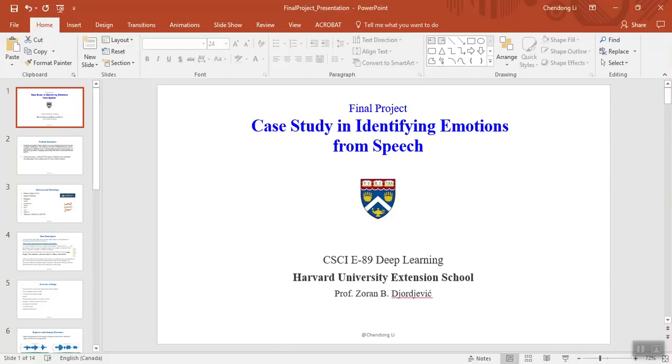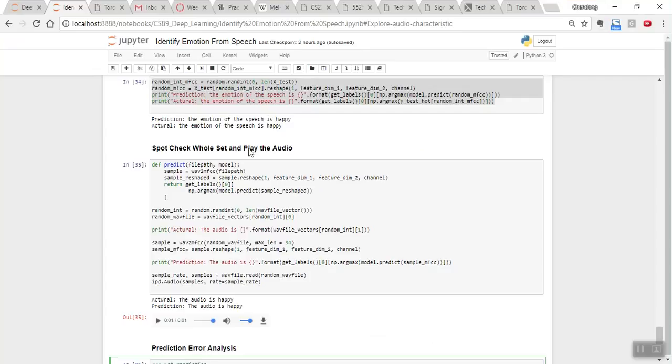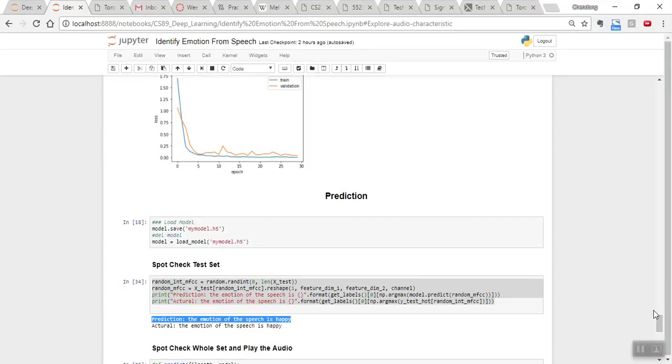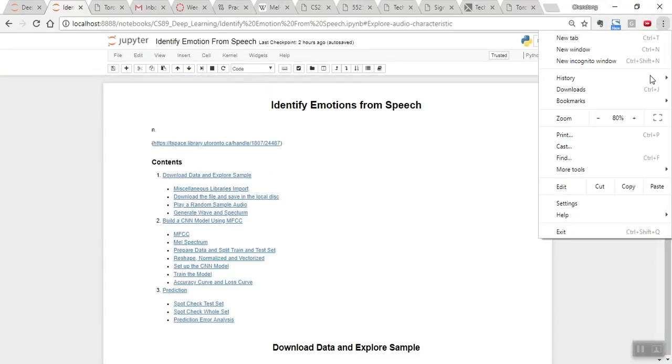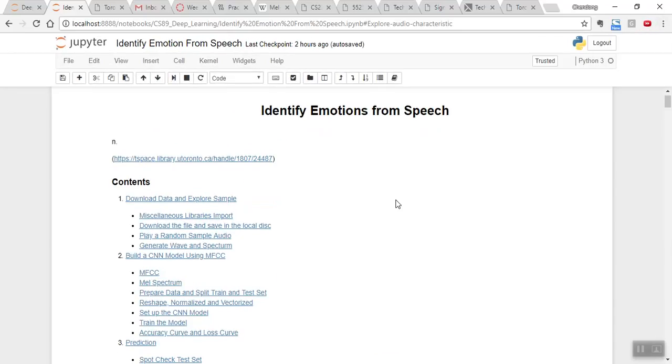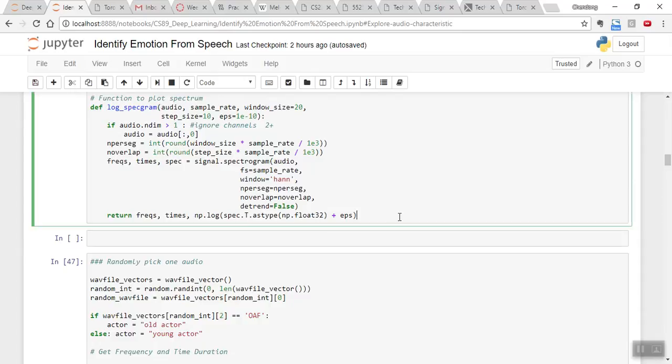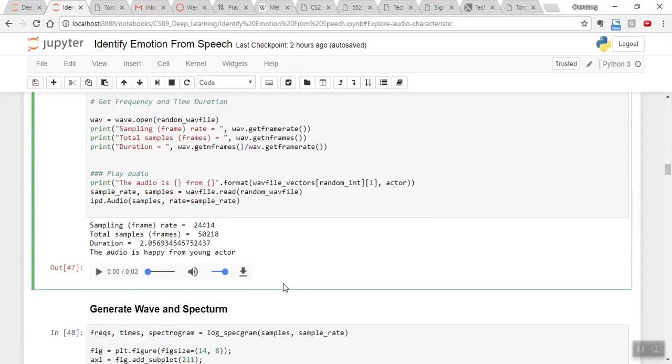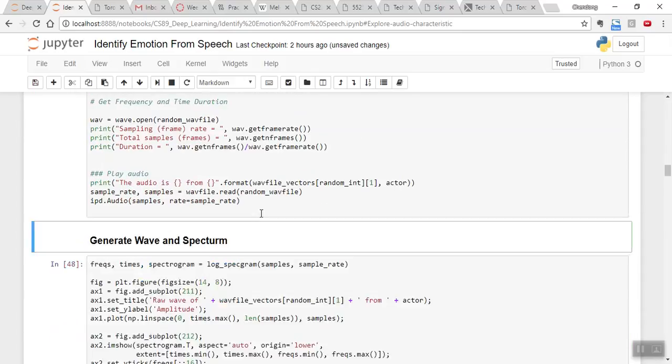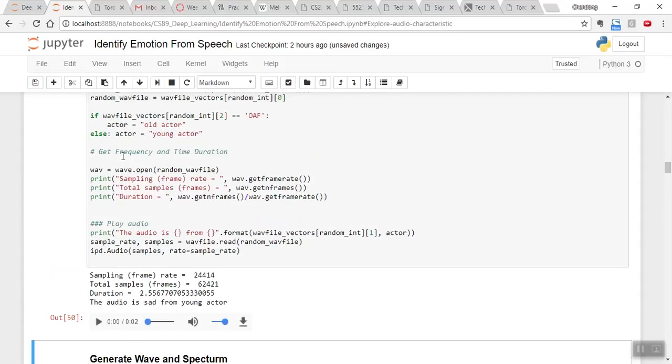Okay, let's see if we can play around with a sample of the sentences. Let's start by playing random sentences. This one is randomly selected from the 2,800 short sample sentences, and this particular sample is from a young actor, and this is the sad emotion.